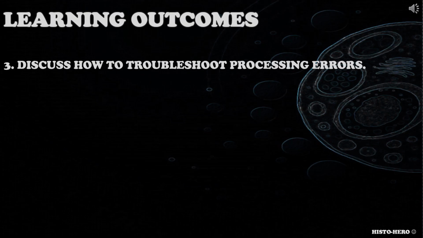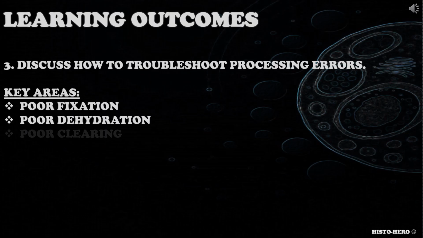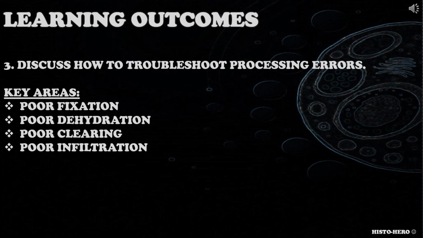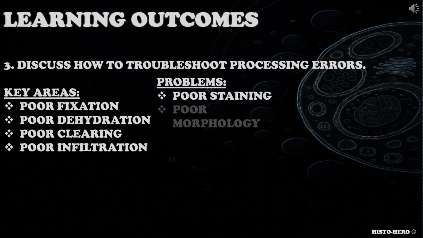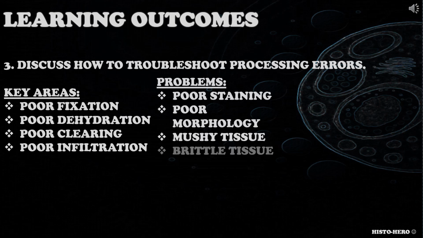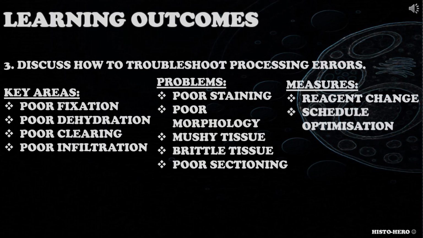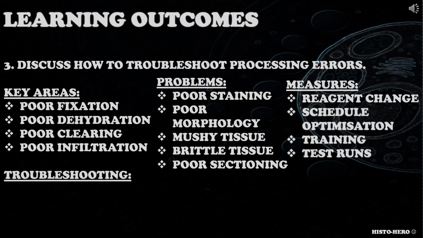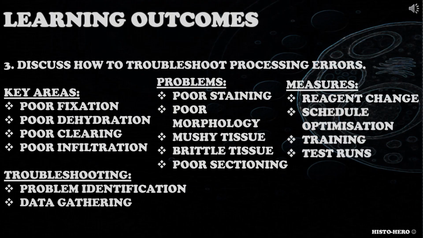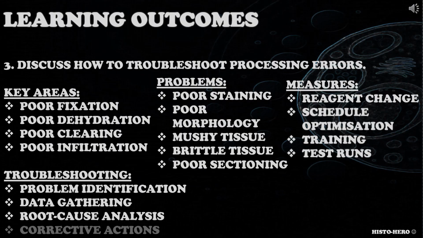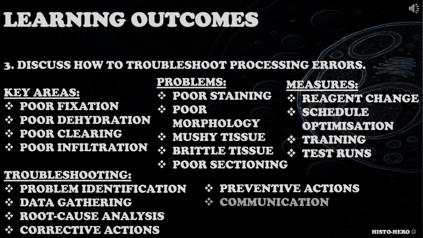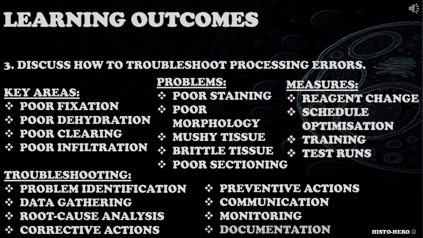Candidate could consider the key areas of processing like poor fixation, dehydration, clearing and infiltration, different types of problems like poor staining, poor morphology, mushy tissue, brittle tissue and poor sectioning, possible measures to resolve problems like reagent change, schedule optimization, training, or test runs, steps taken during troubleshooting like problem identification, data gathering, root cause analysis, corrective and preventive actions, communication, monitoring and documentation.